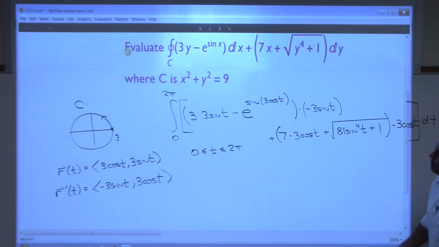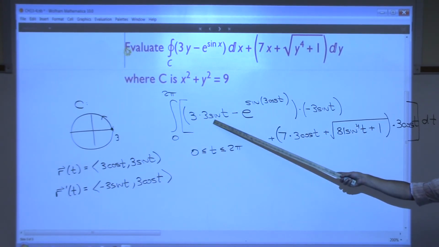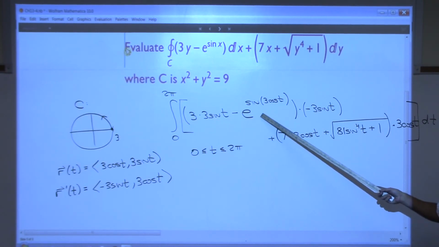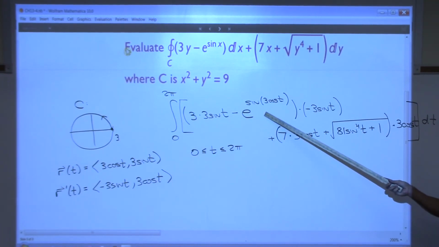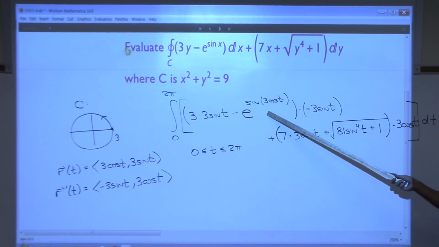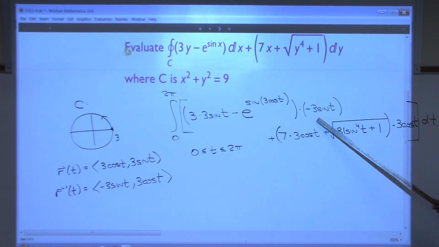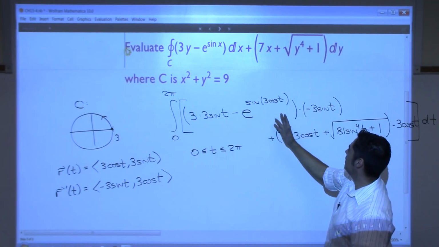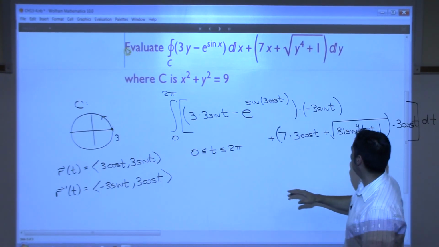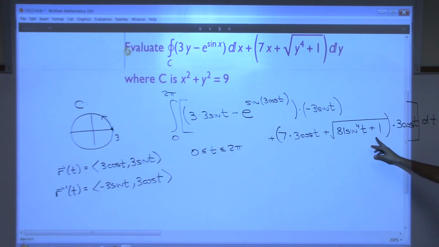Anybody feel like integrating this? That one's not so bad, right? Antiderivative of 9 sine t, thumbs up. This one, no. Nobody? I don't think anyone in this class is doing that one right there. That's a tough antiderivative. Oh, no, I forgot. This has to distribute through. So maybe you might be able to get it, but still, it's not fun. And this, I don't feel like messing with that either. This looks like it could be kind of tough, huh?